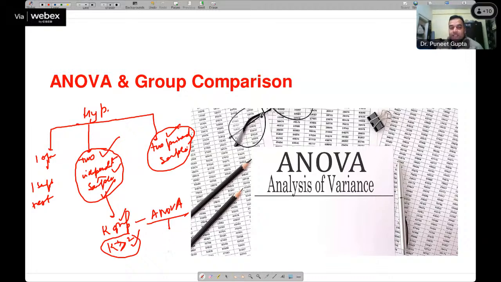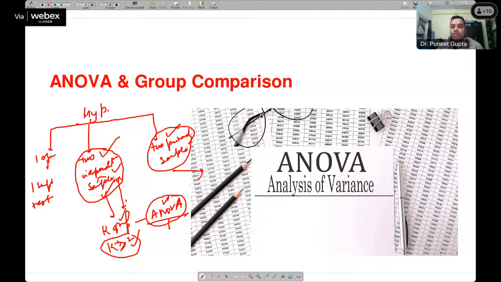So basically the test is analysis of variance. In short, we start calling it ANOVA, right? So one test we will be doing today is one way ANOVA. That is the extension of the independent sample t-test.